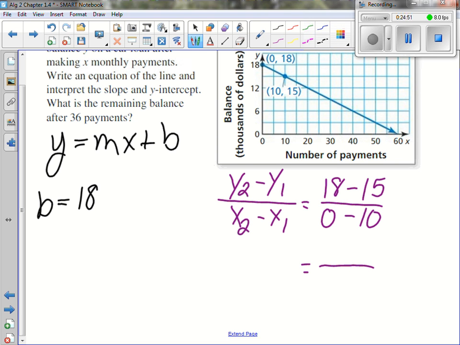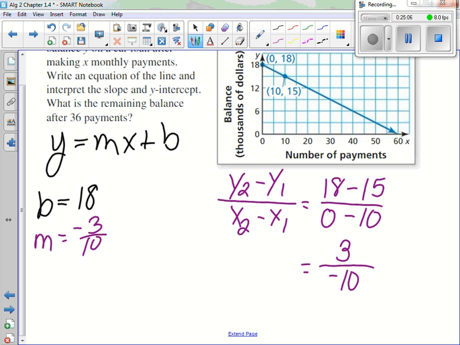What is 18 minus 15? 3. 0 minus 10. So our slope is negative 3 over 10. Can we reduce 3 over 10 at all? No, that's as simplified as it gets. So we have our slope and y-intercept. So can I write the equation of the line? Yes.